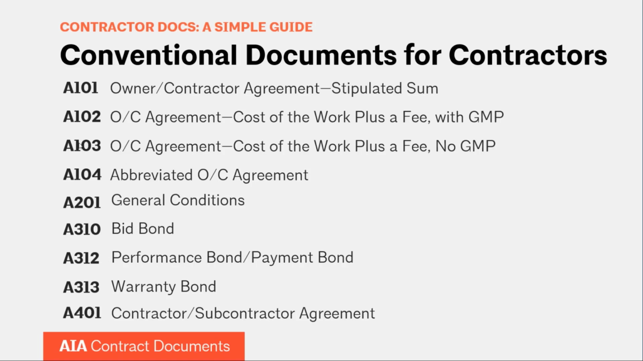So there are some differences between medium and large. And so again, A104 is medium. I'm calling A101, 102, and 103 large. So first of all, you have to use separate general conditions.